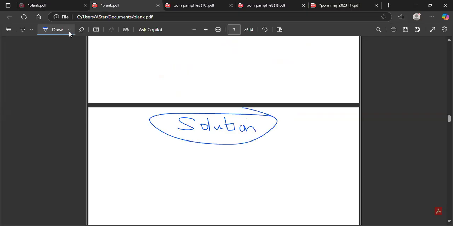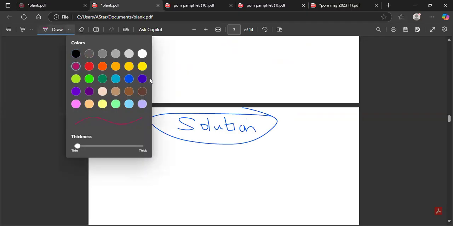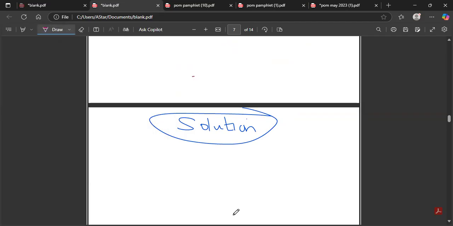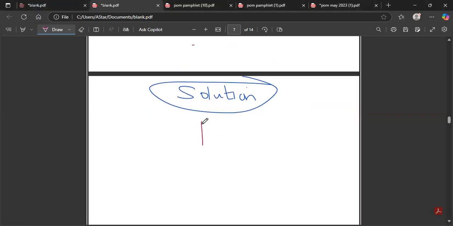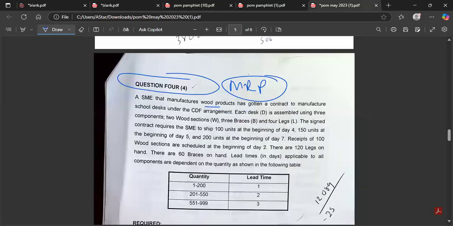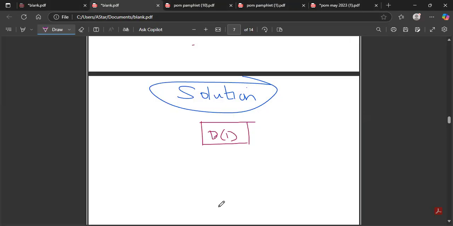You do the product structure tree. They're simply saying each desk, so one desk, D1. Each desk is assembled using what? Three components, two wood sections. So wood section 2, two wood sections.